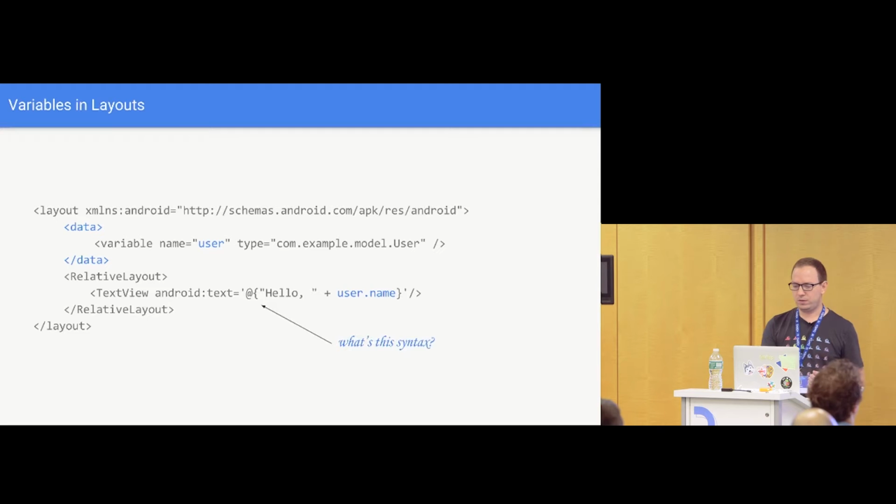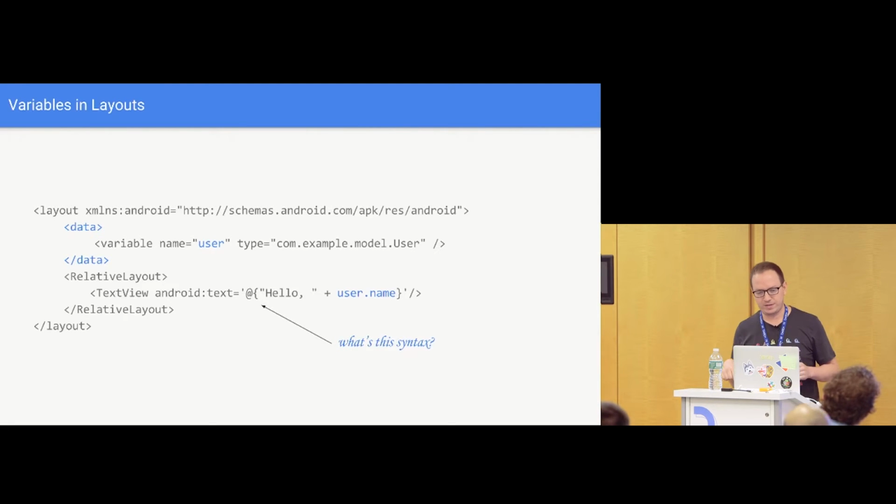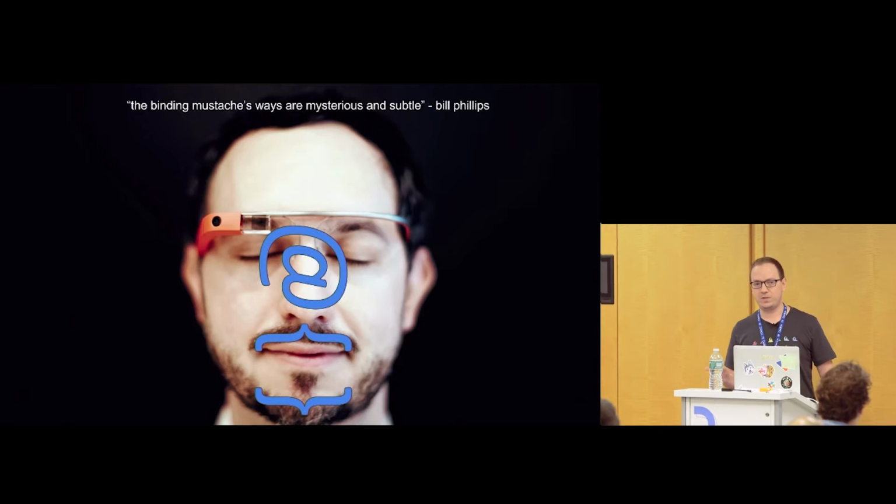So you may ask, what is this syntax with the @ sign and the curly braces? There's been a lot of theories about what this should be called. I refer to my good friend, Matthias, for an answer. We call it the data binding mustache or goatee. And as a wise man once said, the binding mustache's ways are mysterious and subtle. So remember that. If you're ever confused, there is rhyme and reason to it, but it's just mysterious and subtle.